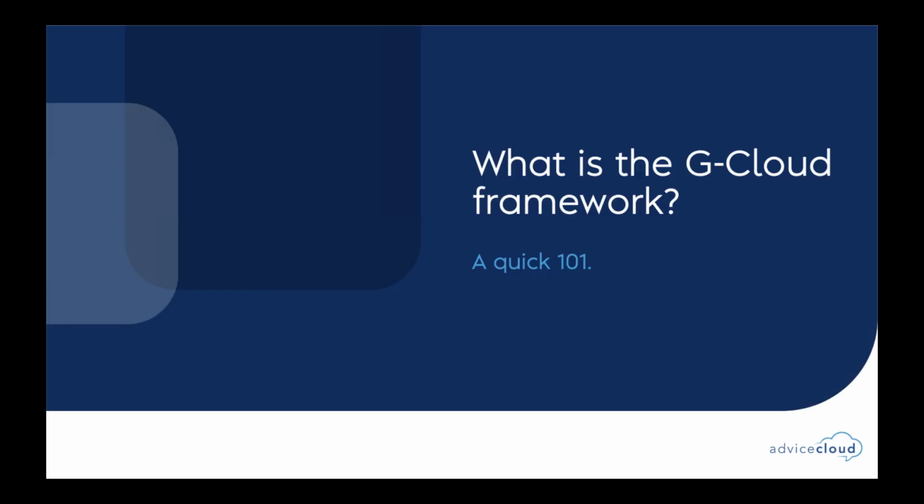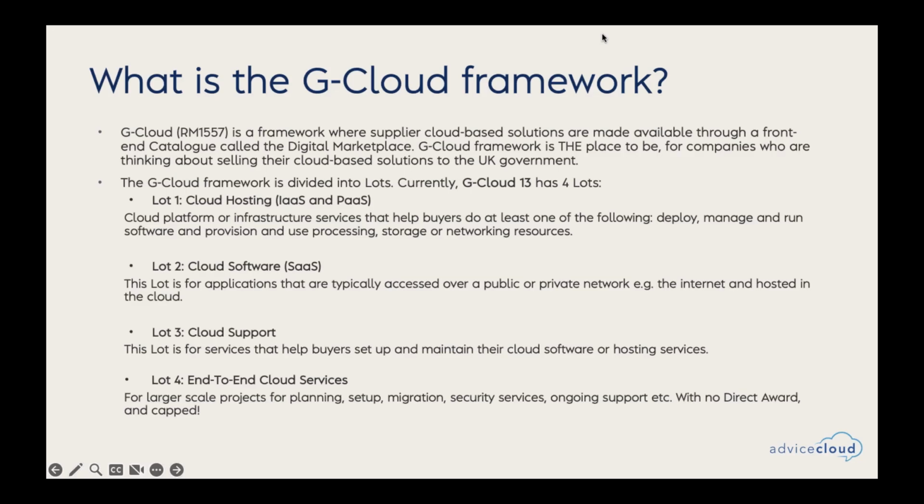So a quick 101 on what the problem is here today. What is the G-Cloud framework? The G-Cloud framework, and you'll see the number RM1557, that's the file number. For anyone who's a bit of a geek about this, CCS allocate a file number for each one of their frameworks, and G-Cloud is RM1557. And if you were really a geek, the RM stands for route to market.